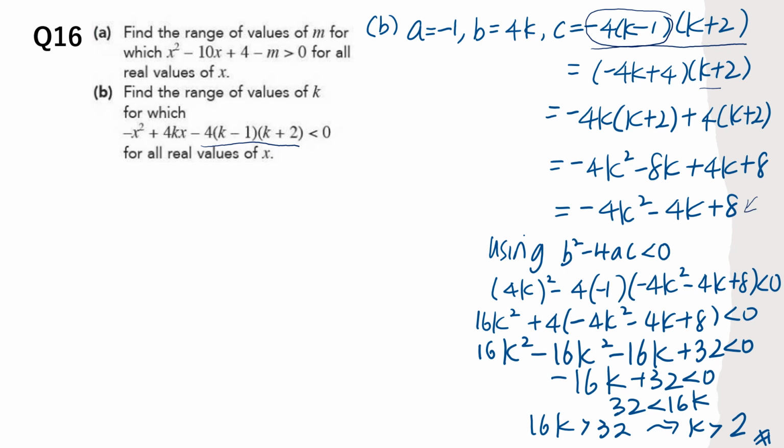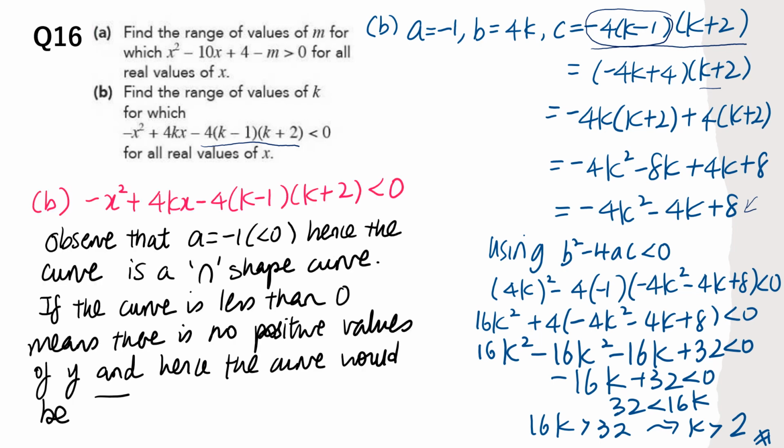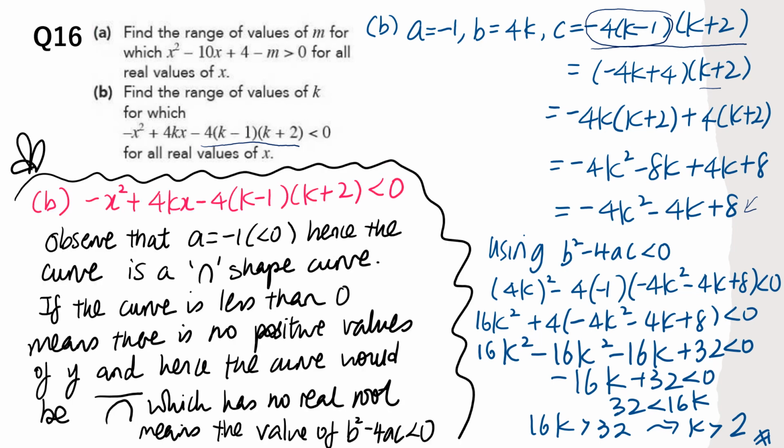And we use b squared minus 4ac less than 0. Sub in the values for b, a, and c, and simplify it. There's a lot of algebraic manipulation there. Be very careful, and you get k more than 2. That's how you solve part B. Oh yeah, I need to provide the explanation first. So that is the explanation given there.